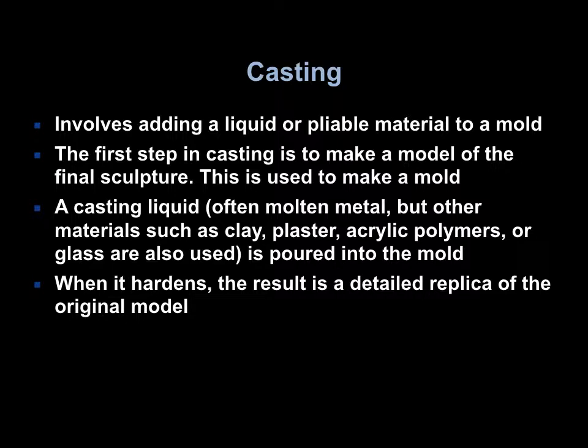Then the mold is replaced around the original model again, with a small gap now in between. Inside the gap, a very hot casting liquid is poured to fill it in. After it cools and hardens, the mold is removed and the hard cast is created.